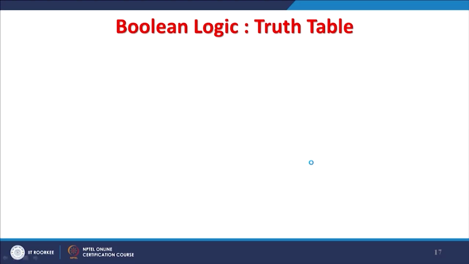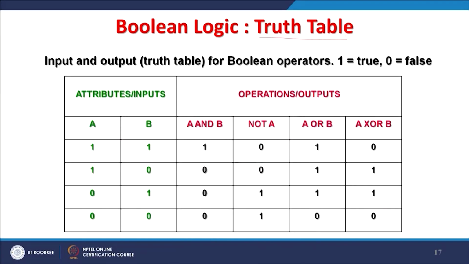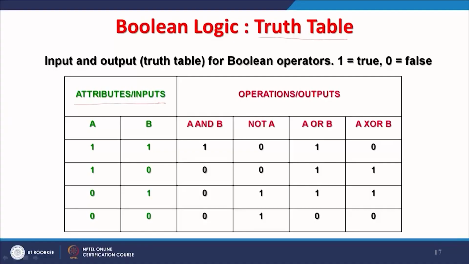So, this is relational function. Now, in Boolean logic, another thing is what we call a truth table, and truth table means basically true and false. It is an input and output table for Boolean operators, where 1 is generally the true value and 0 is the false value. Here the input attributes are like this for map A and B.